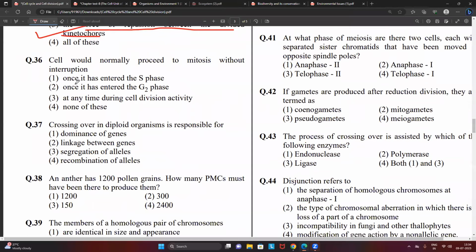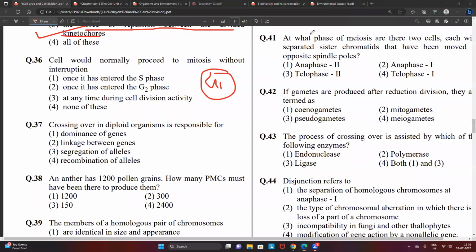Question number 36. Slowly think it. Cell would normally proceed to mitosis without interruption. Think it, friends. Think it. Don't give me a fast answer. It's a good question. We have studied this in cell division and cell cycle regulation also. Very good. See, friends, which is the first checkpoint? The first checkpoint is the G1 checkpoint.